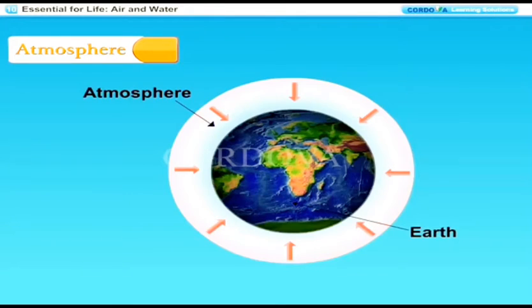Atmosphere. Our Earth is surrounded by a blanket of air called the atmosphere. The atmosphere extends to a height of about 300 kilometers above the Earth's surface. As we go higher up in the atmosphere, the amount of air becomes lesser. The gravity pulls the layer of air towards the surface of the Earth.